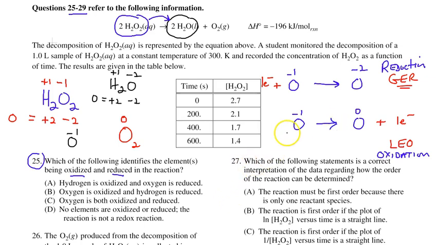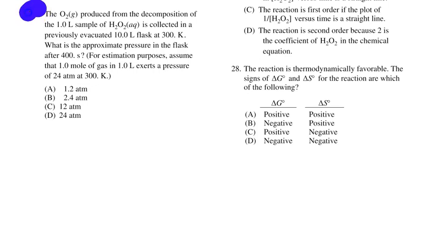So in this case, oxygen is both oxidized and reduced. Sometimes we call this a disproportionation reaction, where the same species gets both oxidized and reduced, and here's a great example. So this is a redox reaction where the same chemical got oxidized and reduced. So 25 is C. Number 26.